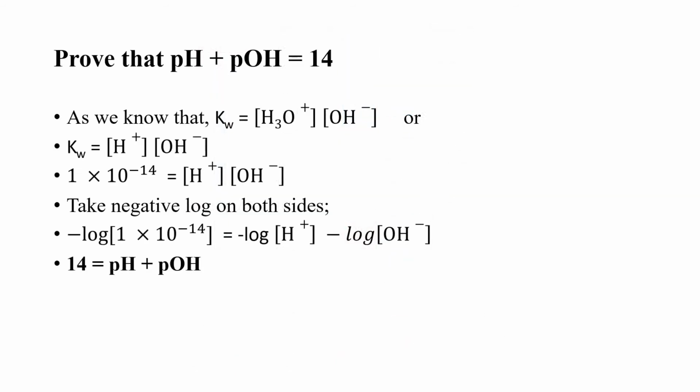Now, we have a very short proof, which is also an important short question: pH plus pOH, their sum should be equal to 14. How can we prove it? We know already that Kw equals the product of the hydrogen and hydroxide ion concentrations. So we can write the value of Kw, that at room temperature is 10 to the power minus 14. And if we take the negative log on both sides of the equation, then it will become 14 equals pH plus pOH.